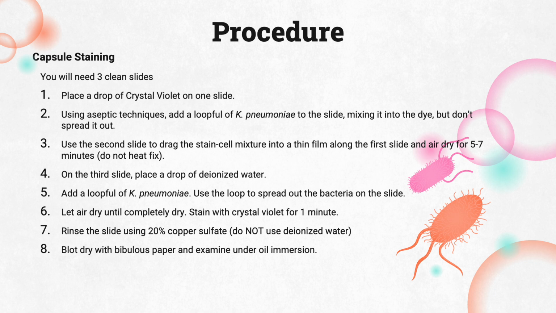On the third slide, we placed a drop of deionized water, followed by a loopful of K. pneumoniae. Using the clean glass slide, we spread out the bacteria similar to the first slide that we did with crystal violet. We then let it air dry until completely dry. We followed it by staining with crystal violet for 1 minute. We then rinsed the slide using 20% copper sulfate, not deionized water. We then blotted using bibulous paper and found the bacteria on both slides using the microscope and viewed under oil immersion.